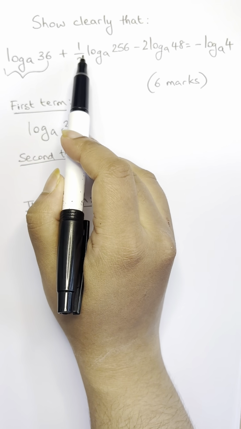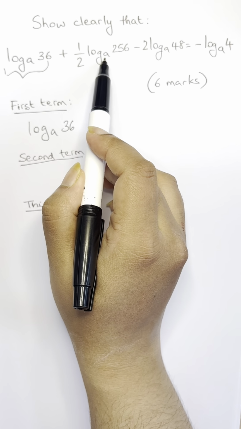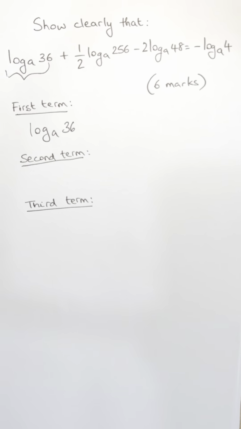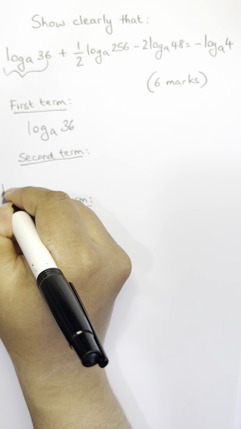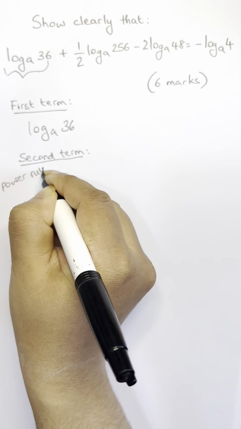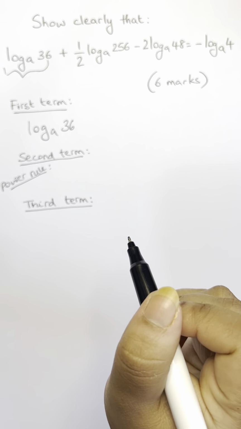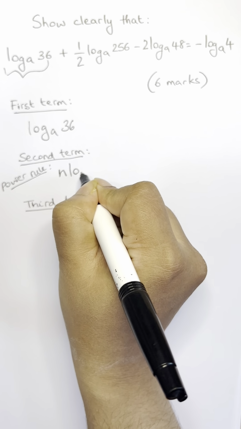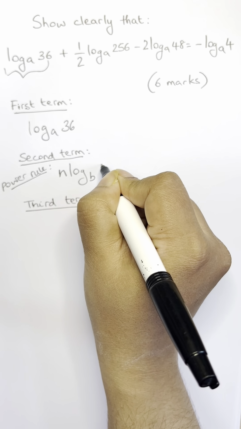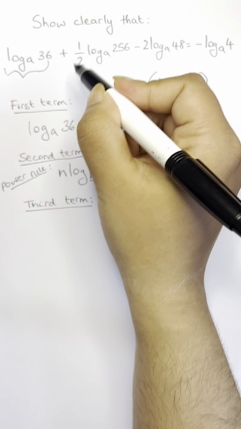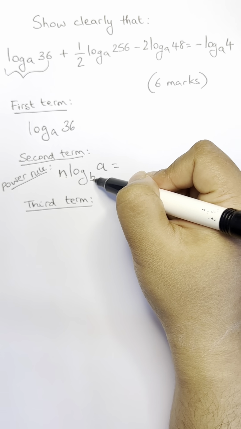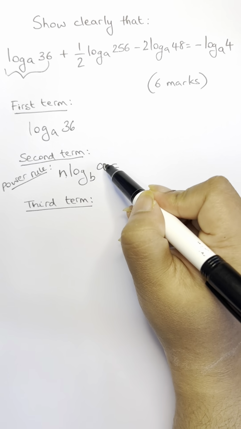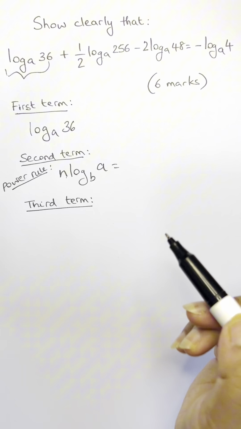But on my second term, I can see that in front of my log base a, I do have a half. So what it means here is that I need to use the power rule. So what's the power rule? The power rule says that n being the power of log base b of a. Here the n in this case is the half, the log base is a, and a is just 256.